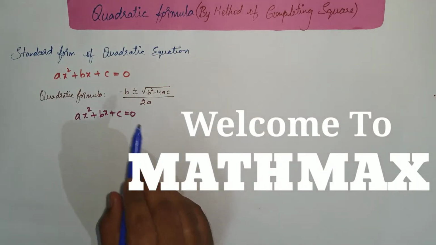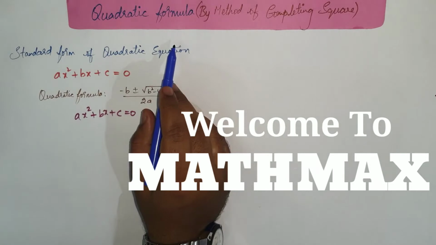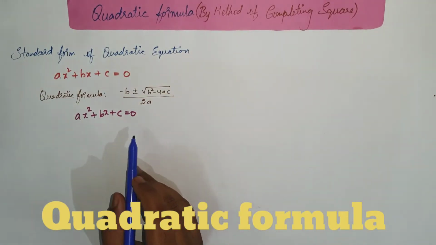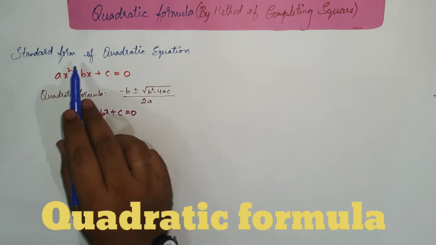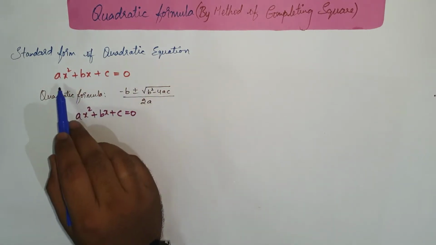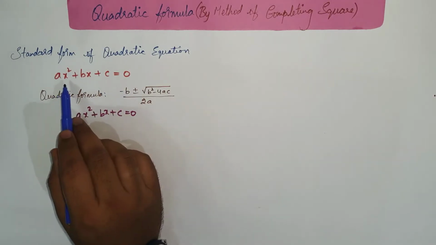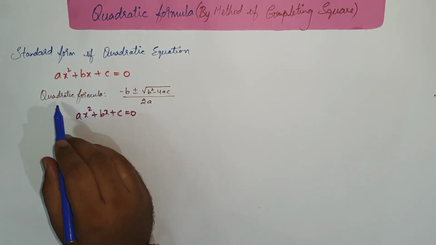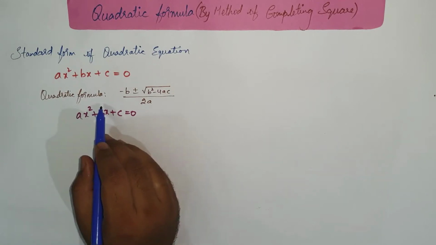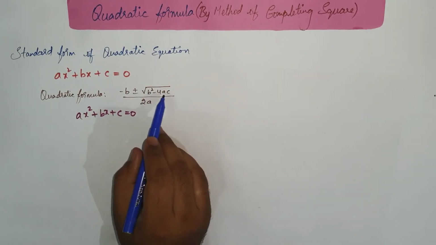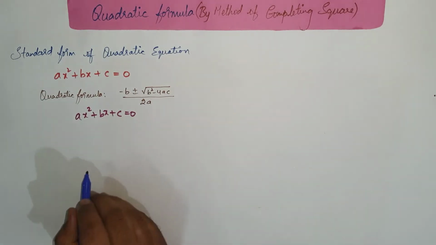In this video, we are going to discuss the quadratic formula by the method of completing squares. So in this, we need the standard form of a quadratic equation, that is ax square plus bx plus c equal to 0. From this general form, we will generate the quadratic formula, that is minus b plus or minus root over b square minus 4ac by 2a.